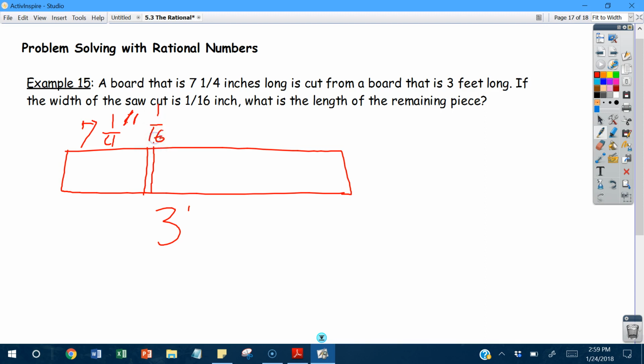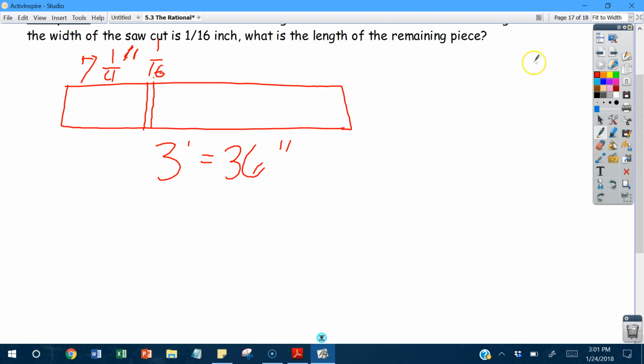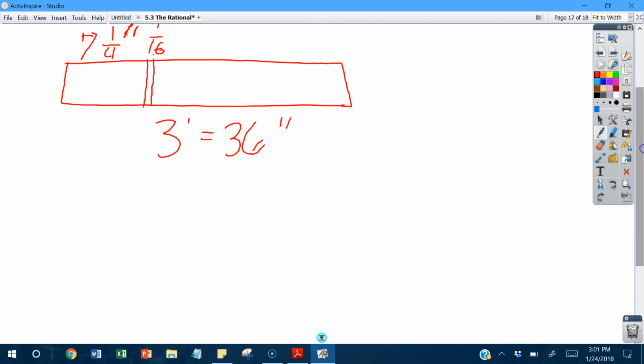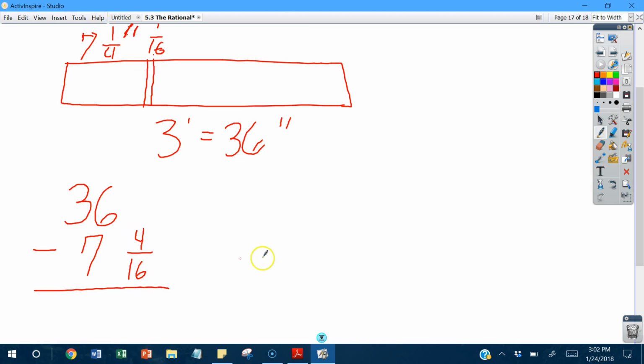And we want to know how much wood we're going to have left over. So really we're going to take the 3 feet, and we're going to subtract off the 7.25 inches as well as the 1/16 inches. So I'm going to do that subtraction maybe one part at a time. So let's start out with 36 inches minus 7, and let's go ahead and change that to 16ths already. This will be 4/16 of an inch. So I just converted that 1/4 into 4/16. And I want to do subtraction.